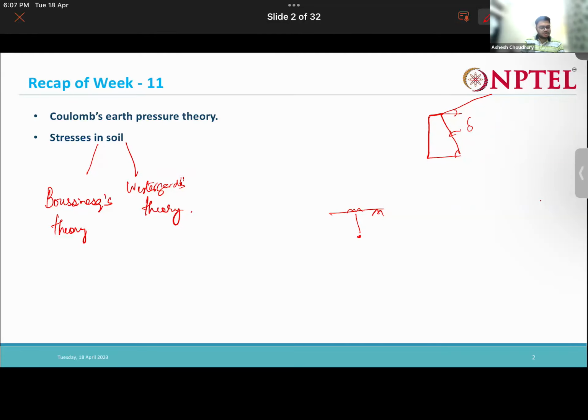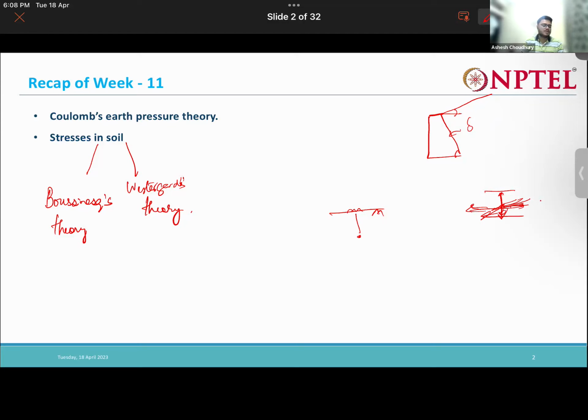There are some assumptions of Boussinesq's theory, which I will just read. The soil is assumed to be homogeneous, isotropic, semi-infinite and elastic. Semi-infinite means the soil is limited in the vertical direction; in all the other directions, the lateral direction and the out-of-plane direction, the soil is infinite.